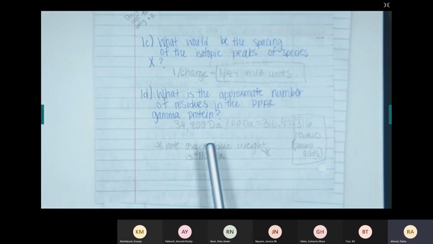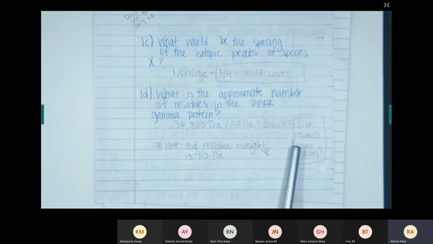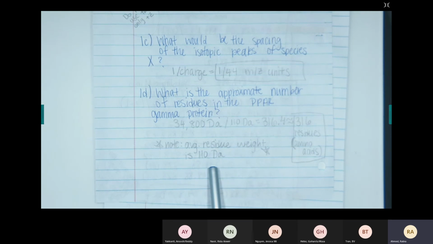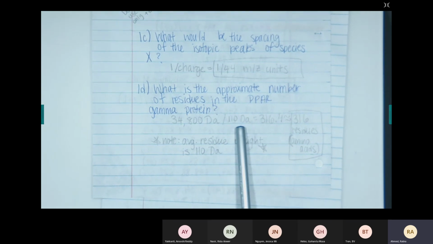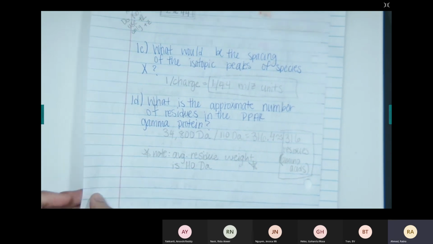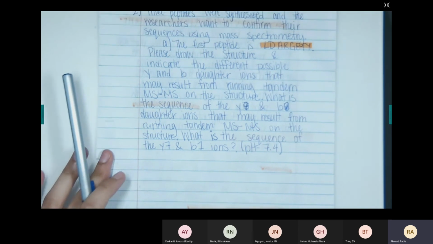What is the approximate number of residues in the PPAR gamma protein? So 34,800 daltons over 110 daltons equals 316.4, which is about 316 residues, and residues are also known as amino acids. What we have to know in this problem is that the average residue weight is 110 daltons. This is a constant that you should remember for the test. So that is it for problem 1, and now we're going to move on to problem 2.